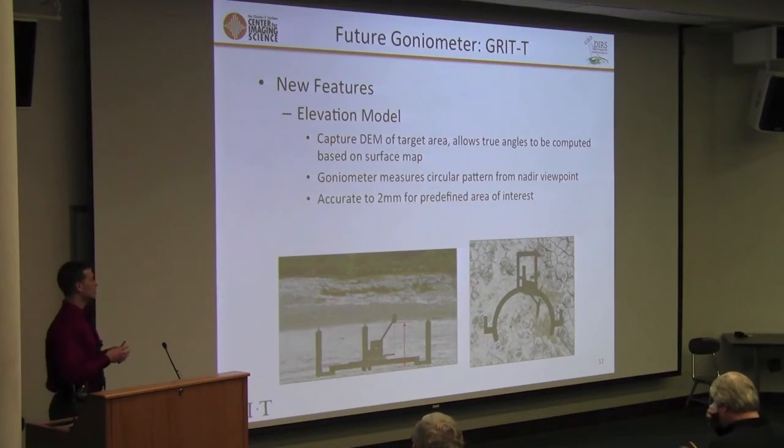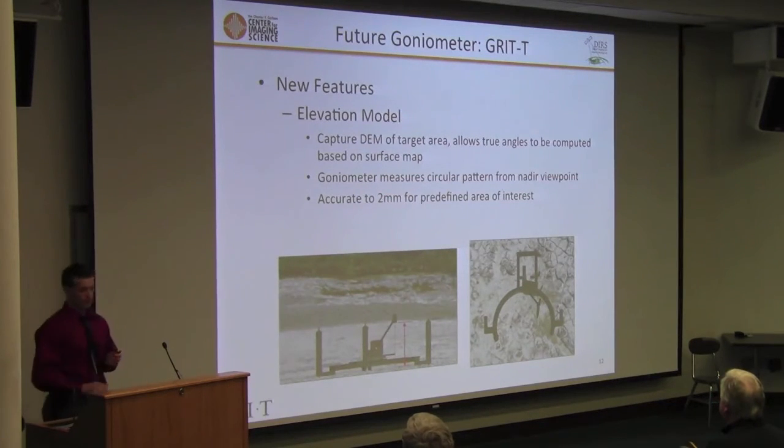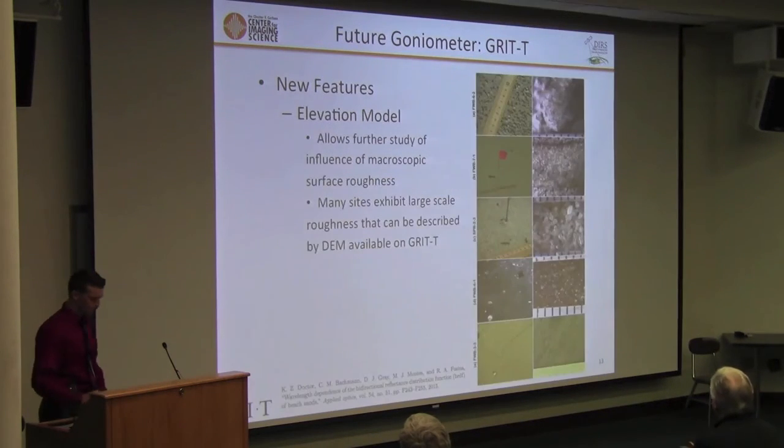And this is all in essence of keeping true angles with respect to the target. That's the purpose of the goniometer: true angles. We don't care what the goniometer is doing with respect to its own frame. We care about what it is with respect to our target. And that's why we have this ability to do a digital elevation model with 2 millimeter accuracy. And we can do it for a predefined area of interest. This is just a notional concept of how it works, but you can change the sizing and the density of that.